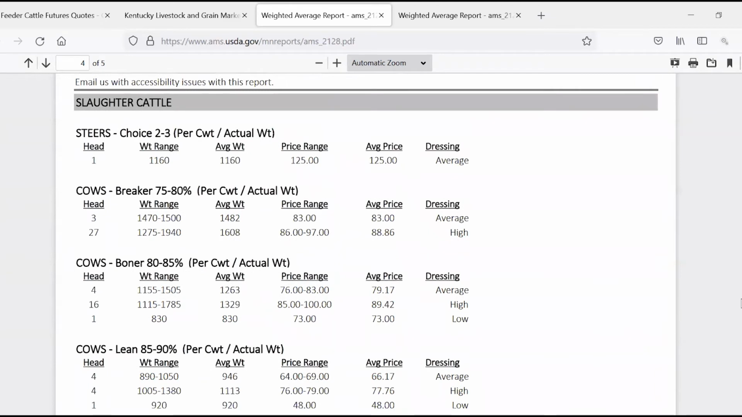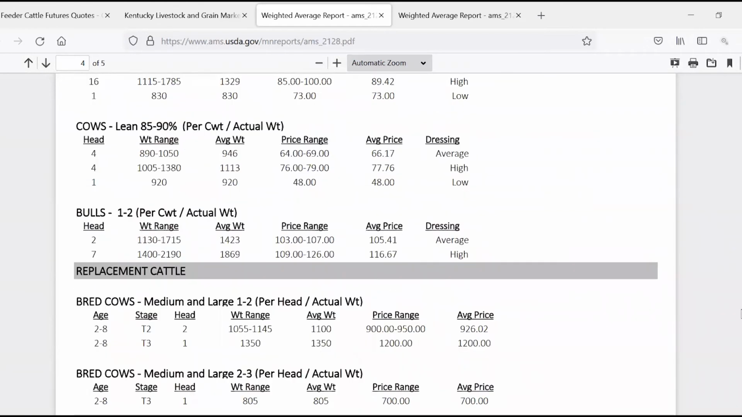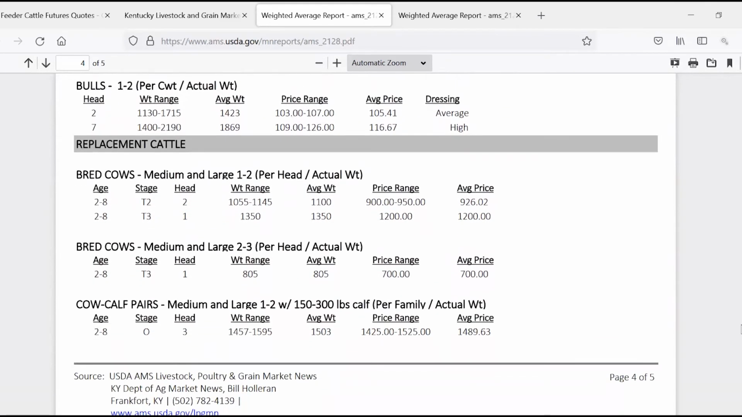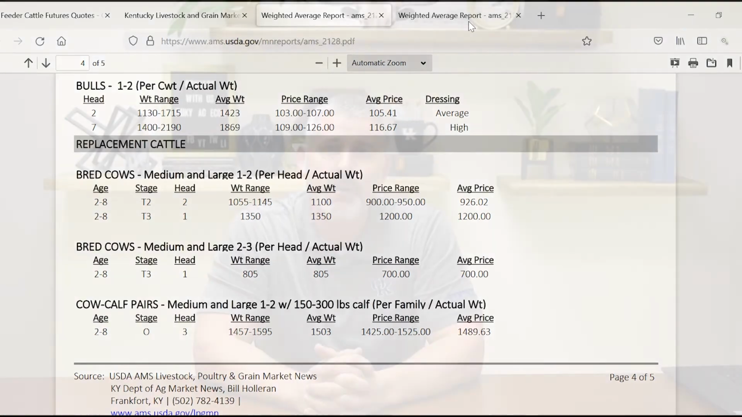Eventually I get into the next major grouping. This is slaughter cattle. Again, we sell very few actual finished slaughter steers in Kentucky, so most of this is going to be cull cows, and you start to see pound bulls below that. And then finally I get into replacement cattle. That's where I see bred cows, cow-calf pairs, and possibly bred heifers. So again, you can access a market report like this for virtually every auction yard in the state, and it's an excellent way to understand what cattle are worth in your area.